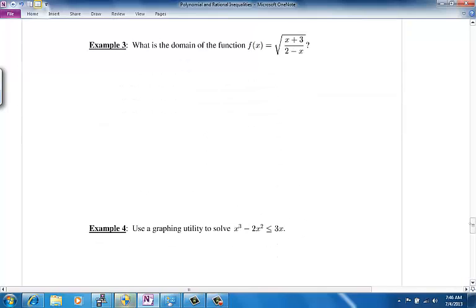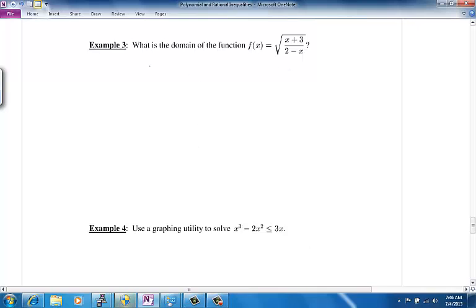The last couple examples here are, one is just an application of this where we're going to need to solve a rational inequality or a polynomial inequality, and then the other one is just looking at solving these using our graphing calculators.